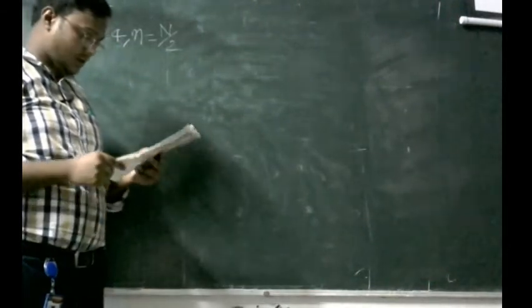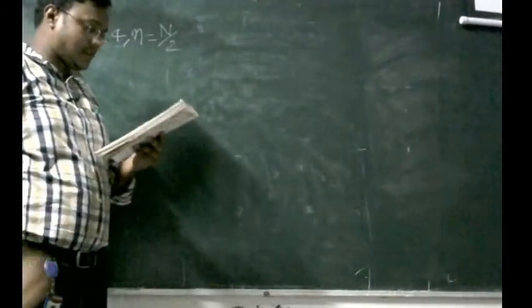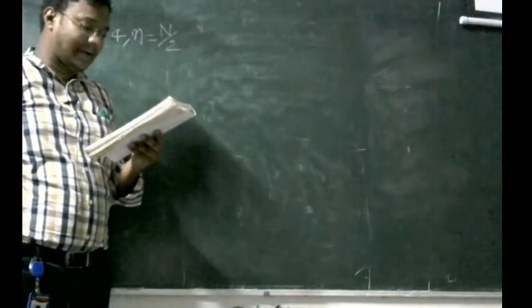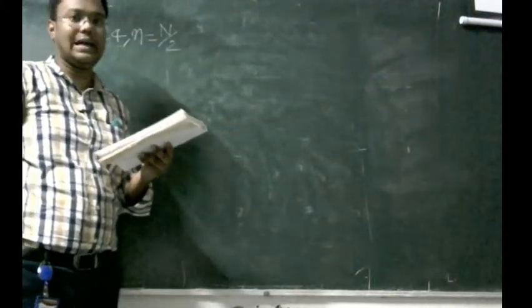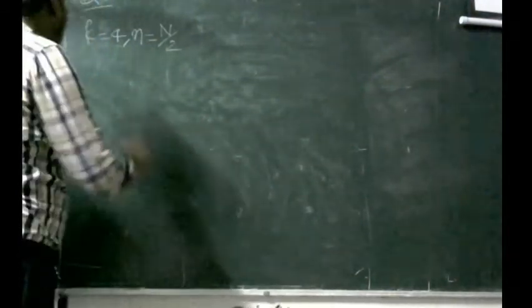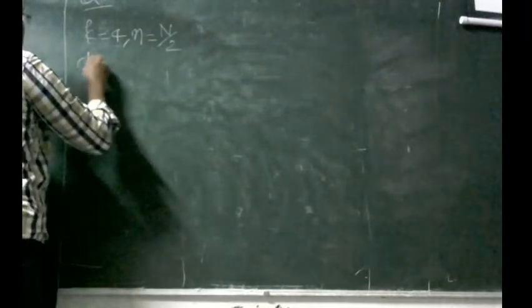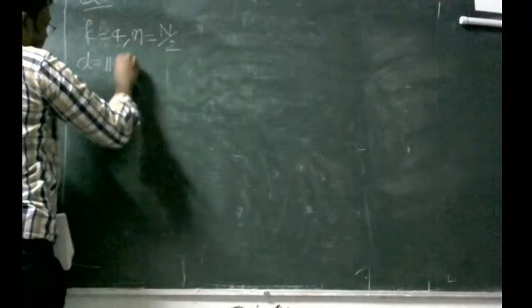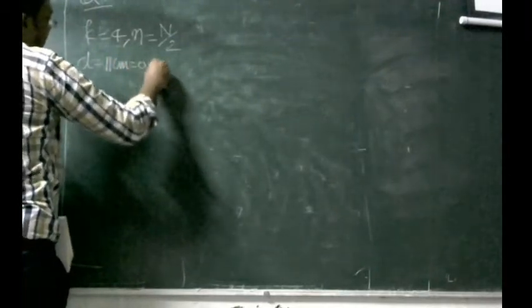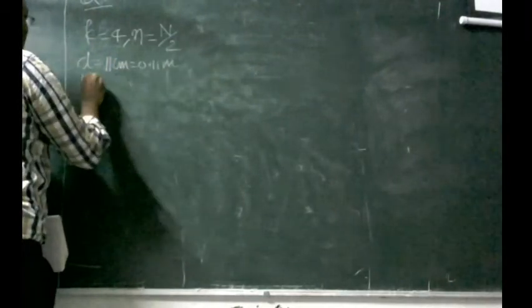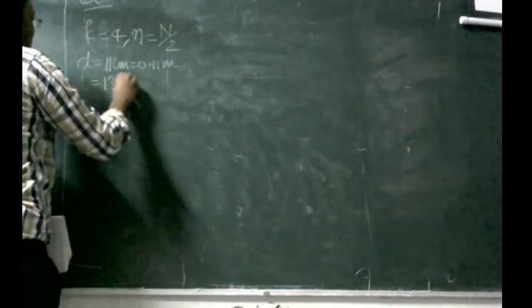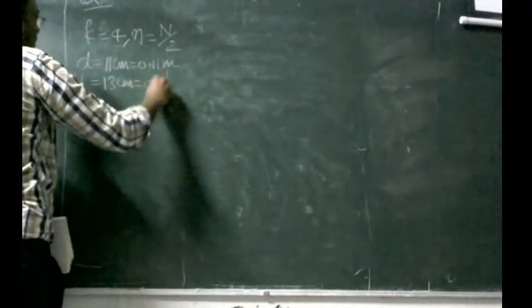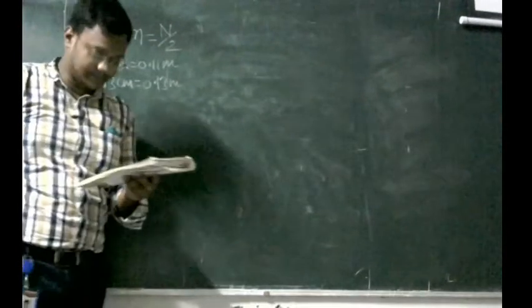The cylinder dimensions are 11 cm bore and 13 cm stroke. Diameter and stroke are given in the question. Bore means diameter, so B is equal to 11 cm, which means 0.11 meter, and L is equal to 13 cm, which means 0.13 meter. Convert it to meter.